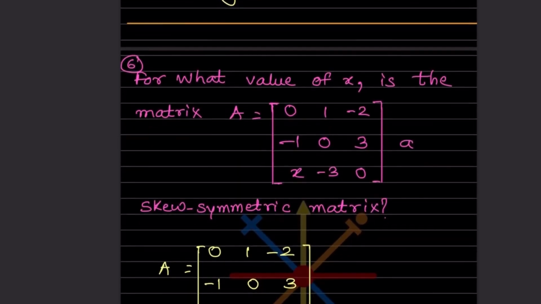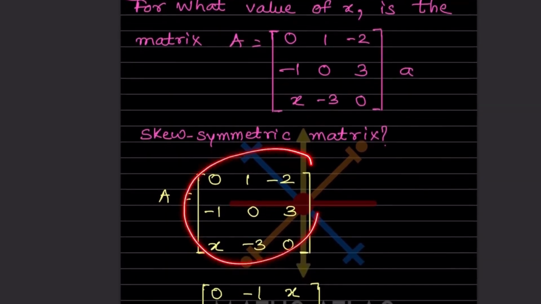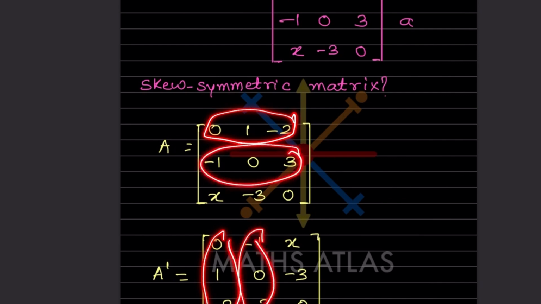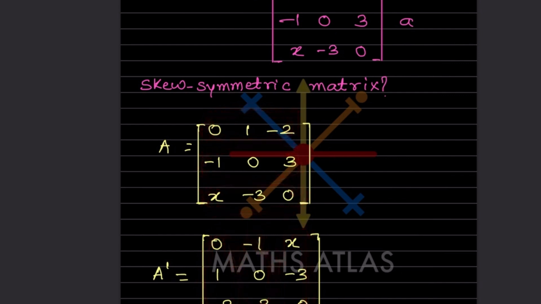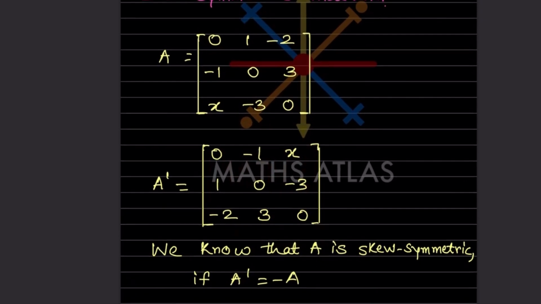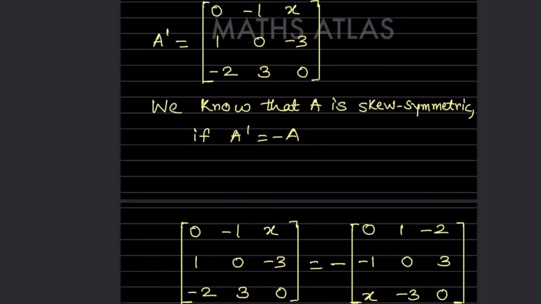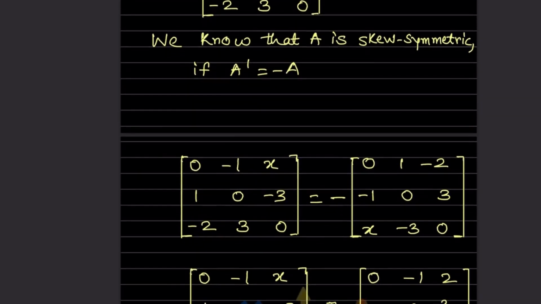So what value of x is the matrix a skew symmetric matrix? So now let us write this A. When we take A dash, A dash means this will be like this. This is going to be here, and this is going to be like that. Okay, so now we know that A is skew symmetric if A dash is minus A. So now see, this is A dash and this is A. So what are we going to write here? A dash we wrote as it is, this over here is equal to minus A, this same thing over here.